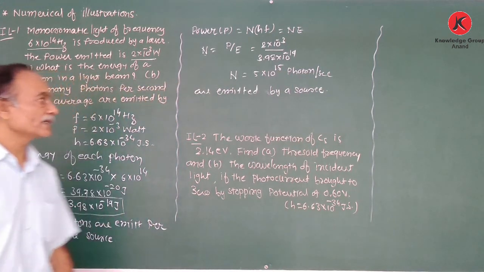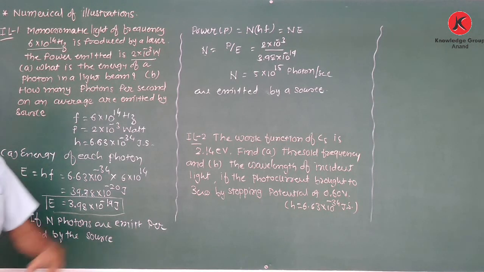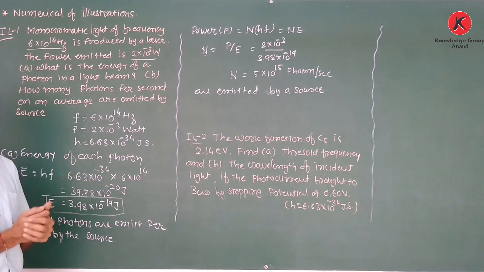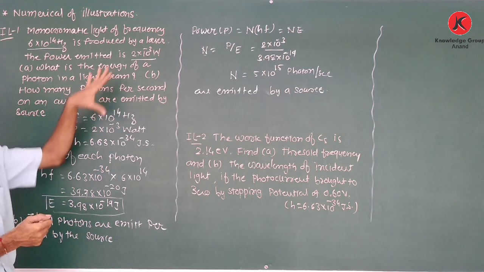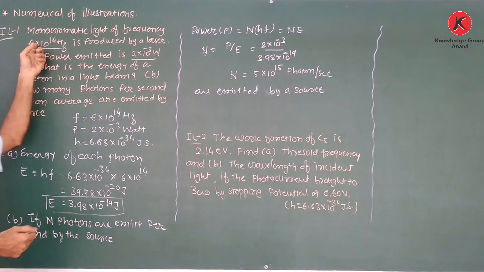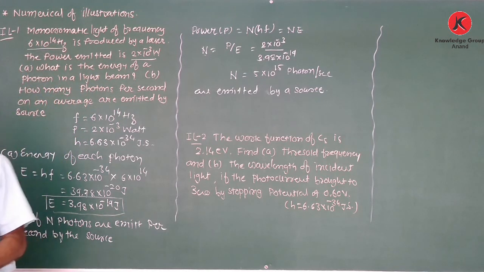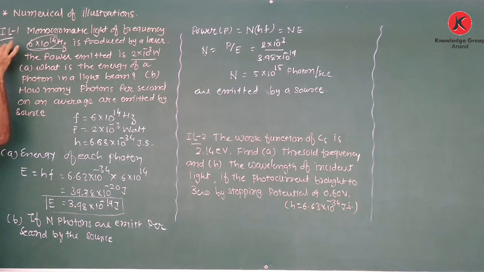So where is the numerical here? We only need to apply the equation. Okay, now on the basis of this numerical, sometimes the numerical values are changed and the wording is kept the same. For homework, here instead of 6 into 10 to the power 14, suppose the value is given like this way: 5 into 10 to the power 14 hertz.